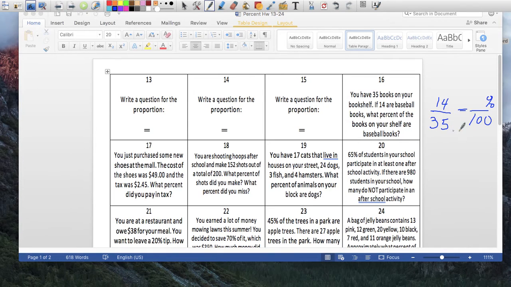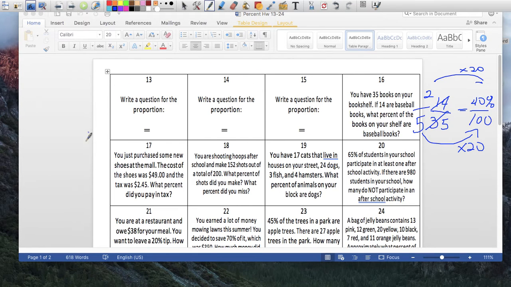Is there something I can do here? There's no relationship between 35 and 100 up and down, nothing times 14 gives 35. So I can simplify. Divide that by 7, I get 2. Divided by 7, I get 5. So I get 2/5 as my new ratio. Is there now a relationship with 100? Yes, times 20. And on top will be times 20, giving me 40.